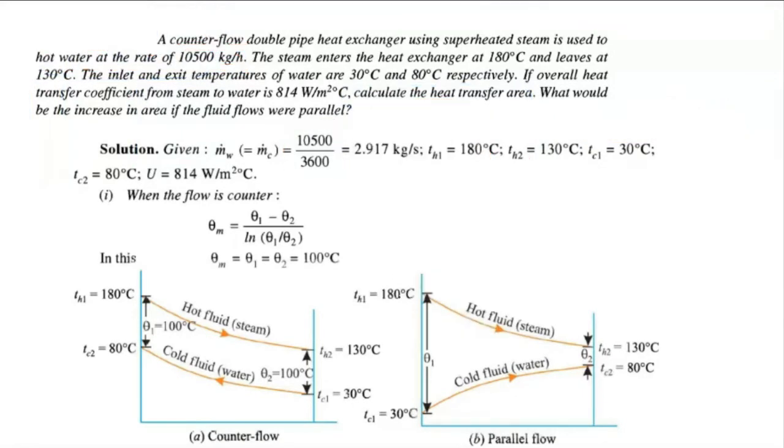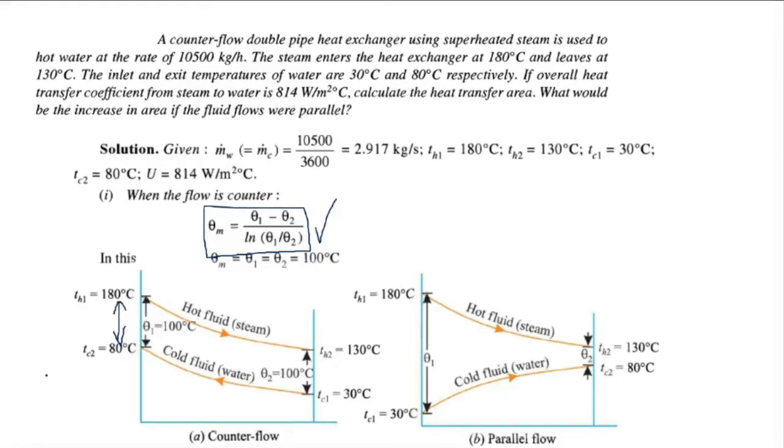Now, if you go to find out the theta m value, theta m is given as theta 1 minus theta 2 divided by ln theta 1 by theta 2, or theta 2 minus theta 1 divided by ln theta 2 by theta 1. Everyone remembers that relation? Now, if we see the value of theta 1 for a counter flow heat exchanger, do we get theta 1 on this side?